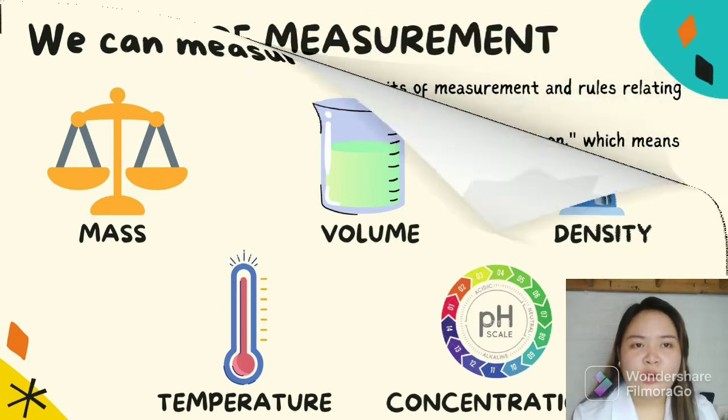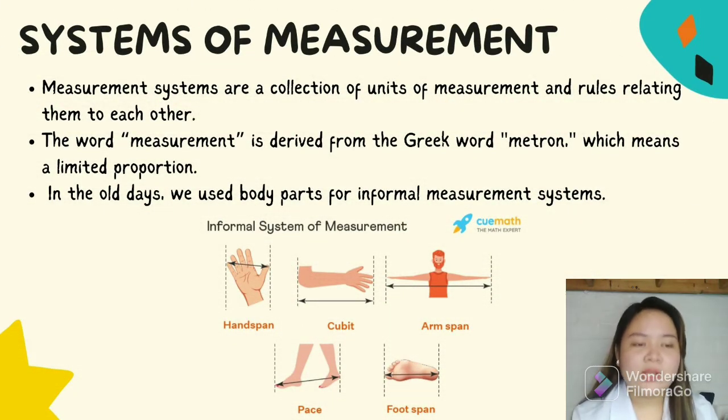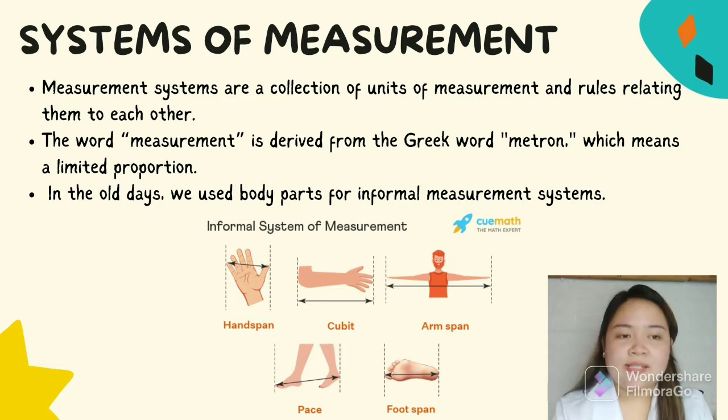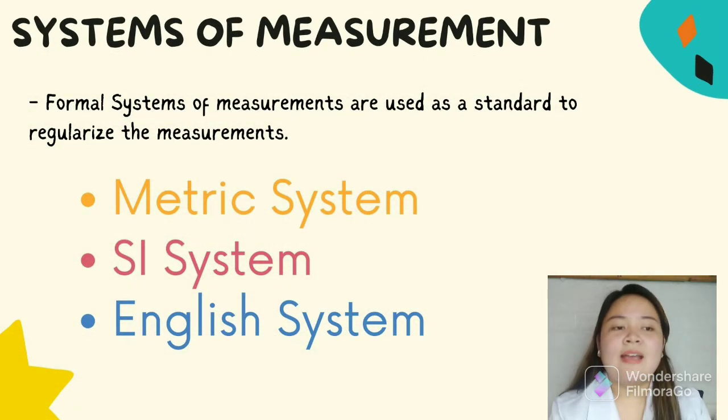In measuring, there are also what we call measurement systems, which is defined as the collection of units of measurement and rules relating them to each other. The word measurement is derived from the Greek word metron, which means a limited proportion. Nowadays, we use body parts for informal measurement systems. For instance, our ancestors used hand span, cubit, arm span, pace, and foot span in order to measure something. But this type of measurement is not that accurate. Because of that, formal systems were created and used as standard units of measurements.